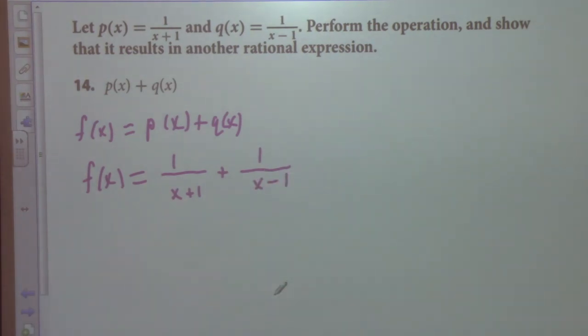So what do we have to find to be able to get a common denominator of this? If you multiply, what do we have when we multiply together? What's going to be our common denominator? x squared minus 1.